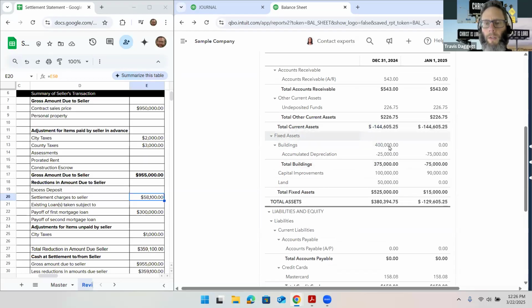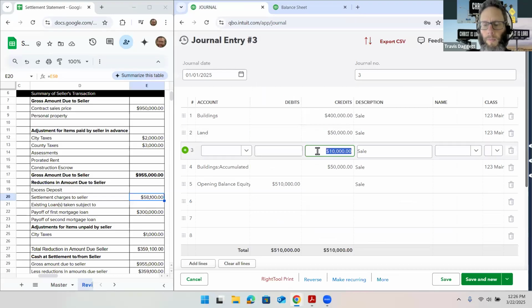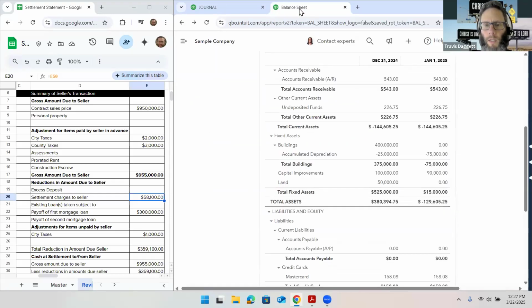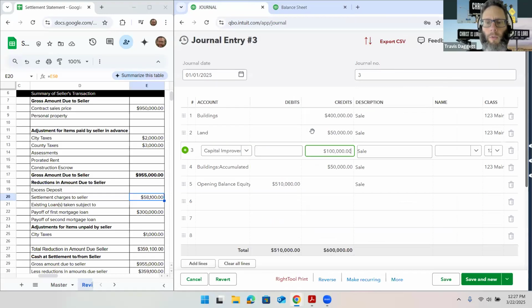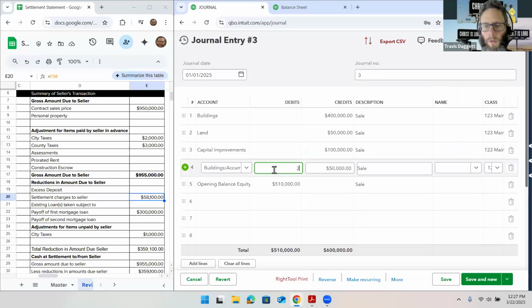Looks like I made some mistakes on my entry here. Our land went to 0. That's great. And did I put 10,000? Oh, yep. And I went the wrong way. Accumulated depreciation was only 25,000, and I went the wrong way with it. So it should be this way.